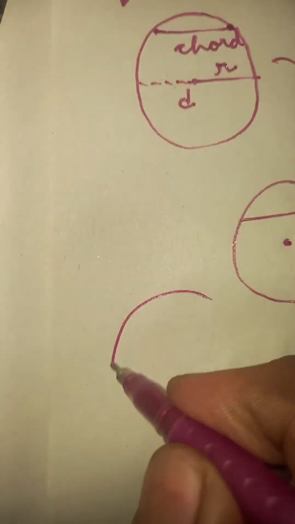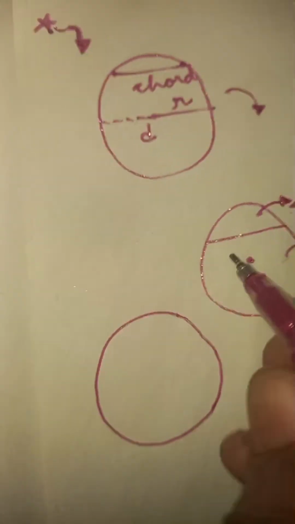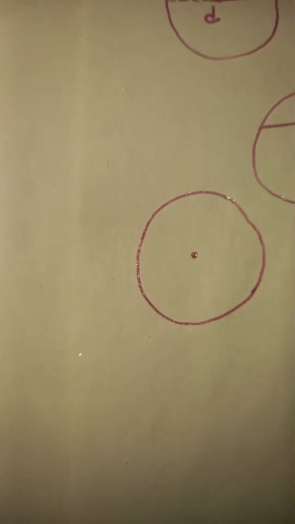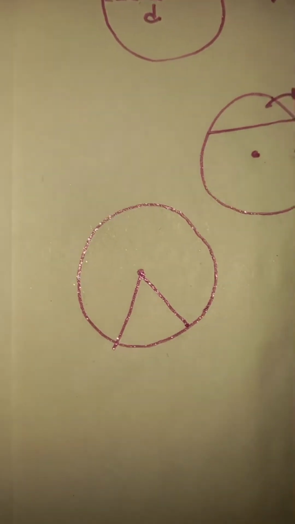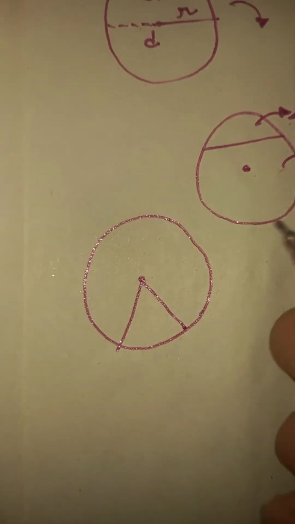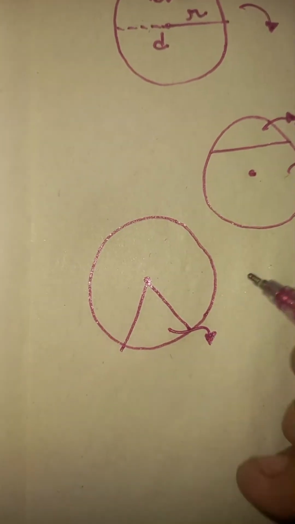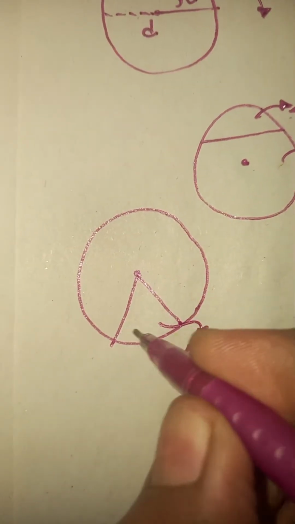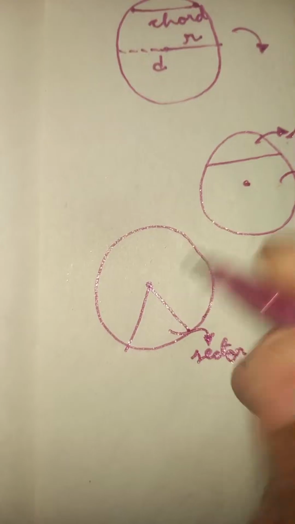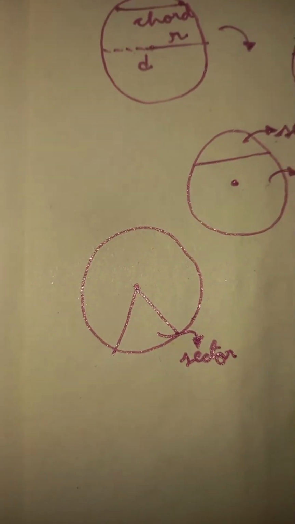Now if you take one more circle, here they have given two radii. These two radii join and make a pizza shape. The cut piece in a pizza is known as a sector of a circle. Here it is known as a sector of a circle. This one is the minor sector and the remaining part is known as the major sector.